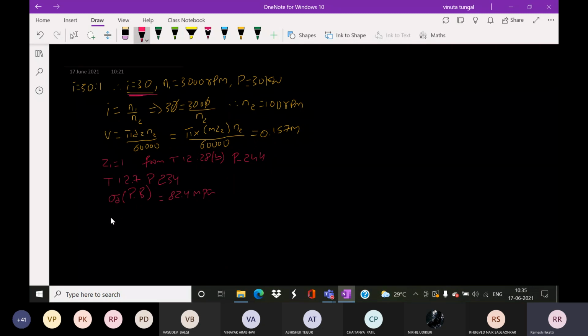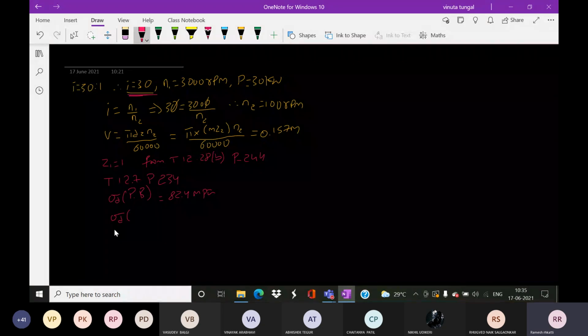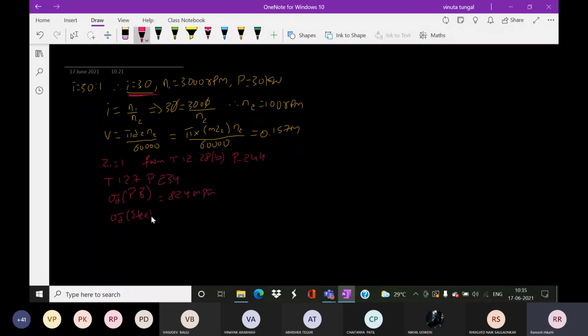Similarly, you need to note down the value for the worm. For the worm, I will assume it as steel, that is steel C45 untreated. I will take steel C45 untreated. From the data handbook, its value is 233.4 megapascal. Correct? Have all understood this step?